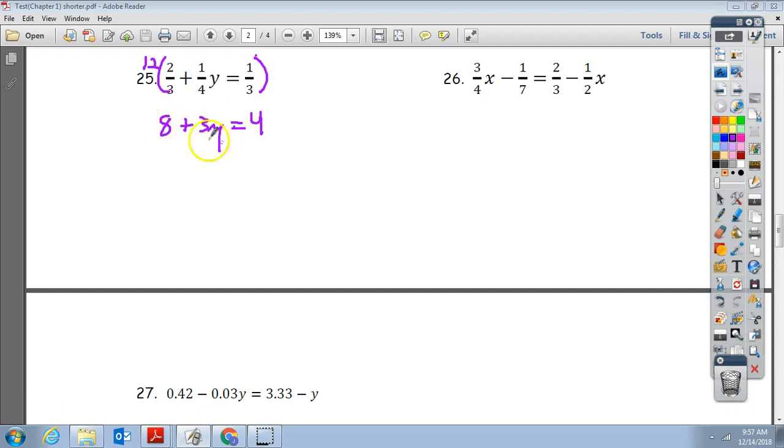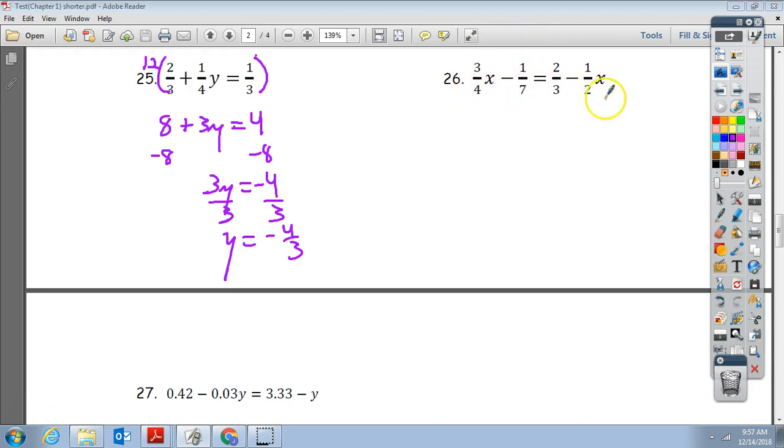Then it gives me an equation, though, that doesn't have fractions anymore. And I can subtract 8, 3y is negative 4, divide by 3 on both sides, and I got y is equal to negative 4/3. Done. Problem over. Okay? And you can do the same thing on this one.